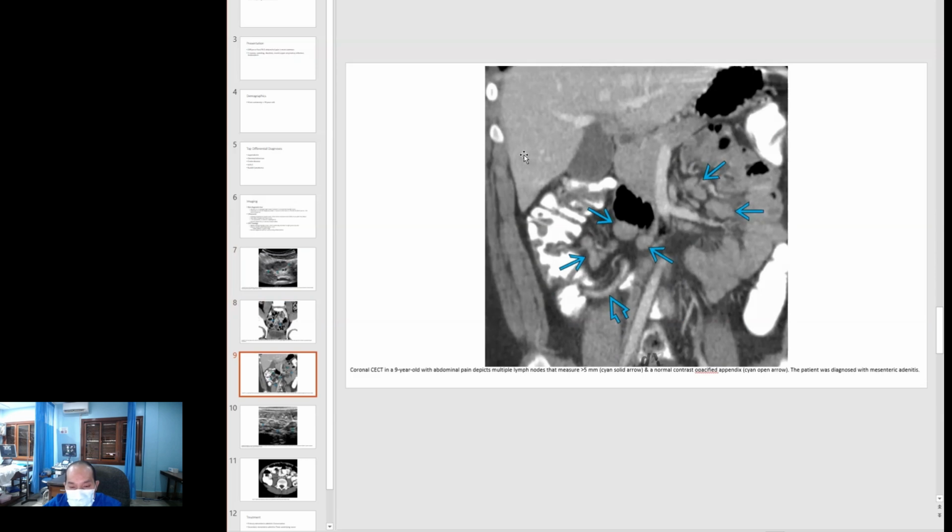CT in a 9 year old with abdominal pain shows multiple lymph nodes, each measuring more than 5 mm, and no abnormal or dilated appendix. The patient was diagnosed with mesenteric adenitis.